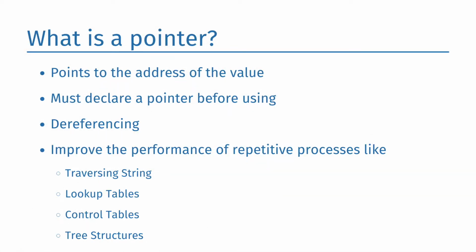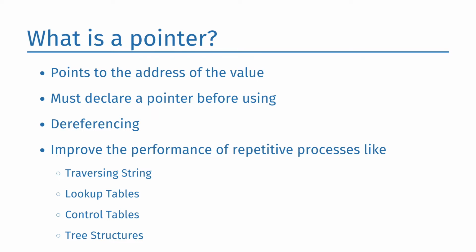Now let us see what is pointer. A pointer is a variable whose value is the address of another variable. Like any other variable or constant, you must declare a pointer before using it to store any variable address. The process of obtaining the value stored at a location being referenced by a pointer is known as dereferencing.